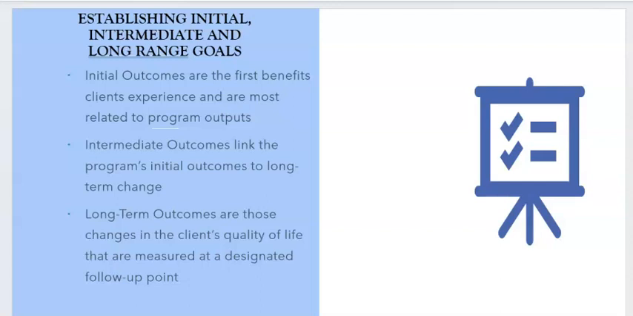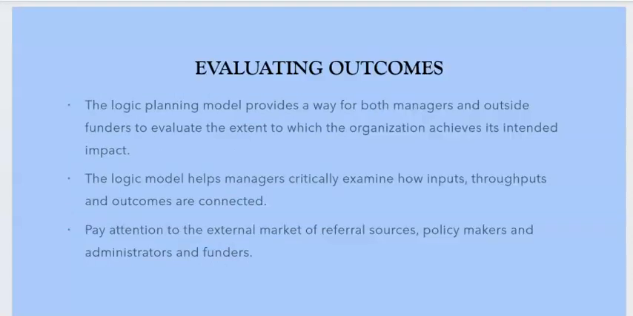Establishing initial, intermediate, and long-range goals. Initial outcomes are the first benefits clients experience and are most related to program outputs. Intermediate outputs link the program's initial outcomes to long-term change, and long-term outcomes are those changes in the client's quality of life that are measured at a designated follow-up point.